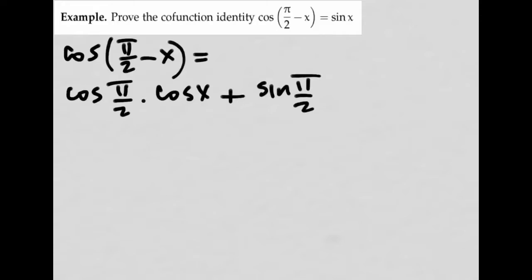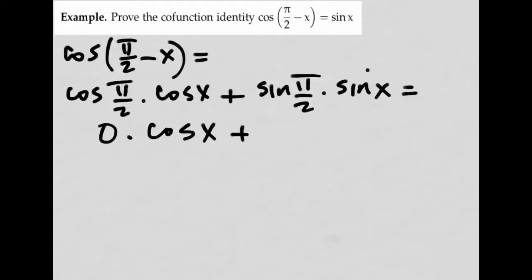So this is equal to cosine pi over 2 times cosine x plus sine pi over 2 times sine x. Cosine pi over 2 is 0 times cosine x plus sine pi over 2 is 1 times sine x. And this leaves us with a final answer of sine x. So we showed that indeed the left-hand side equals the right-hand side.